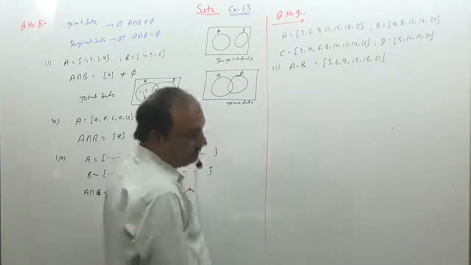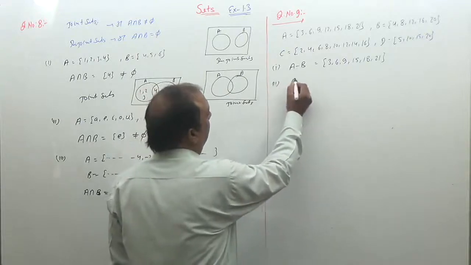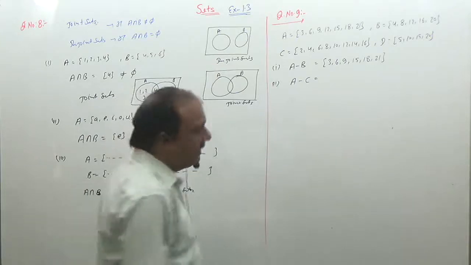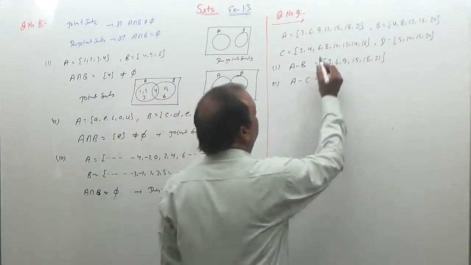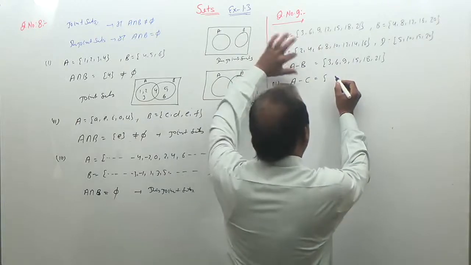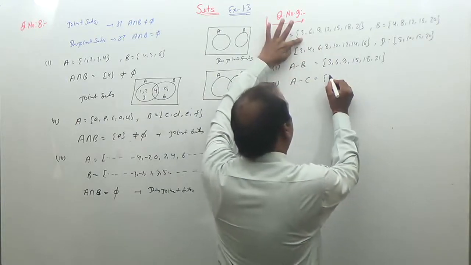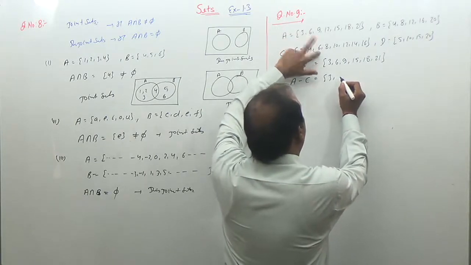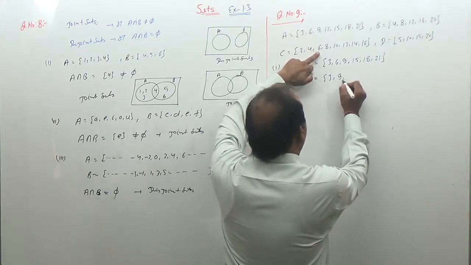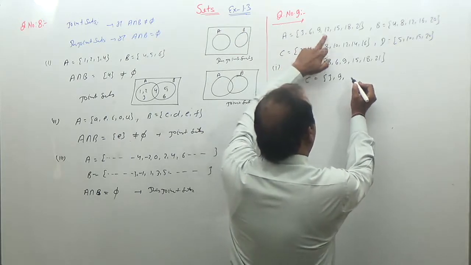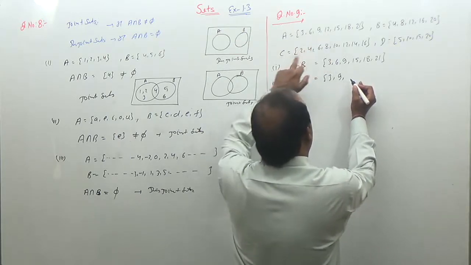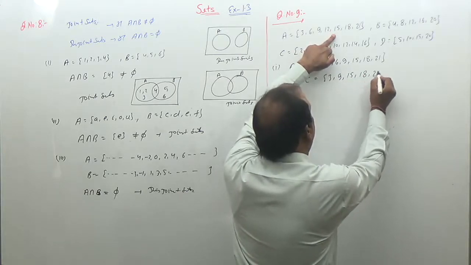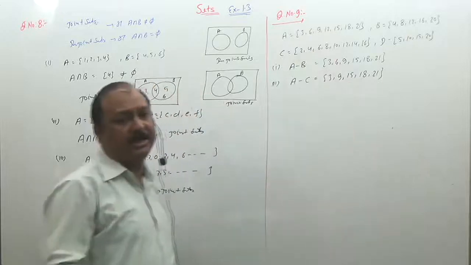Now second is A minus C. Similarly, A minus C is a set which contains the elements of set A only, not any element of C. So 3, next is 6. We cannot take 6 because 6 also belongs to set C. Next is 9. Next is 12. We cannot take 12 because 12 also belongs to C. Next is 15, 18 and 21. So this is A minus C.